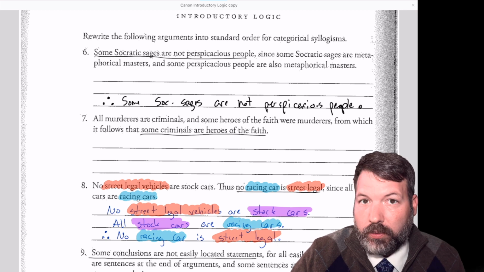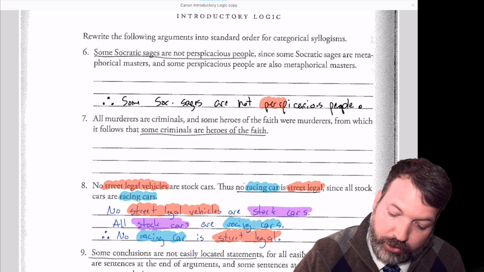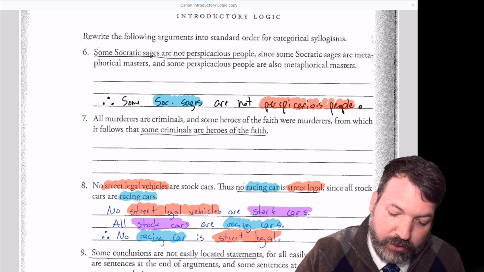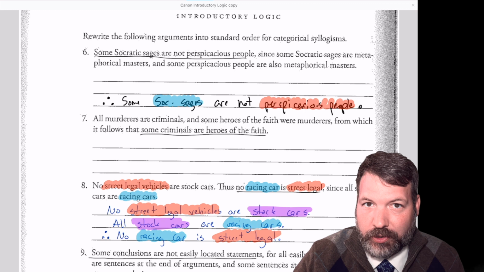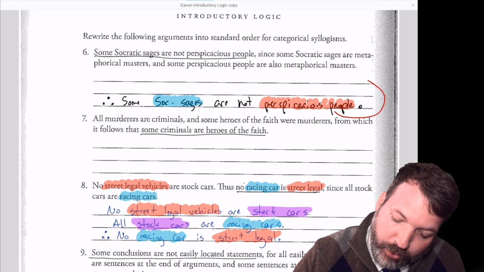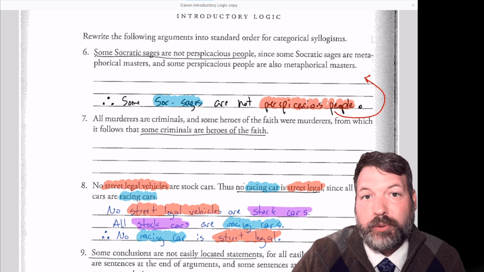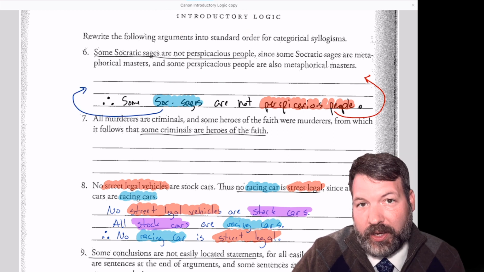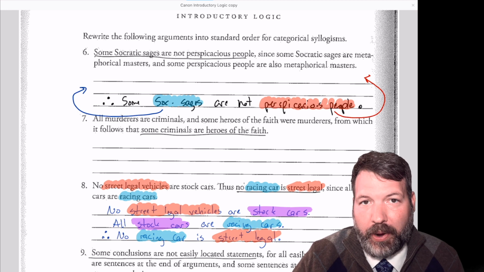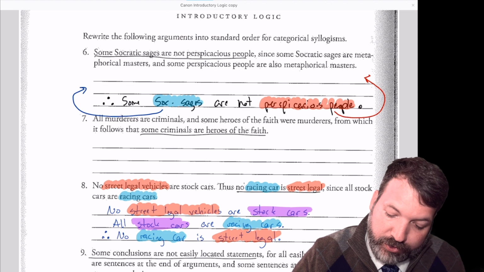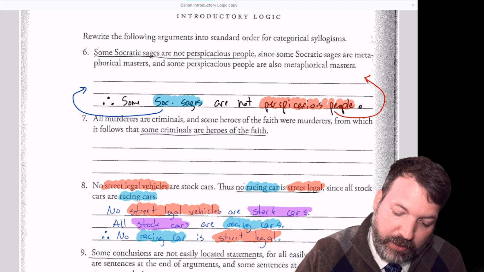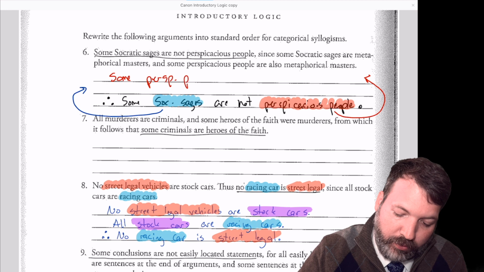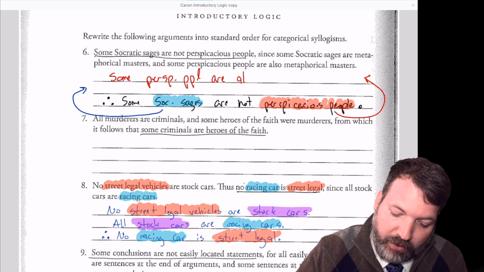Then, just like before, once we have our conclusion, what do we know? The major term must be perspicacious people. The minor term must be Socratic sages. But furthermore, we can now use these terms to help us organize the argument. Wherever else perspicacious people comes up, that must be the major premise. Wherever else Socratic sages comes up, that must be the minor premise. And again, we always want to go in that order: major premise, minor premise, conclusion. So, where else do perspicacious people come up? It is down here in that final clause. So let's rewrite that. Some perspicacious people are also metaphorical masters.